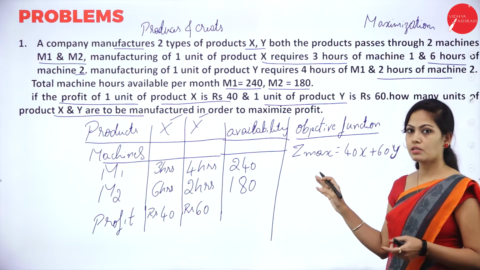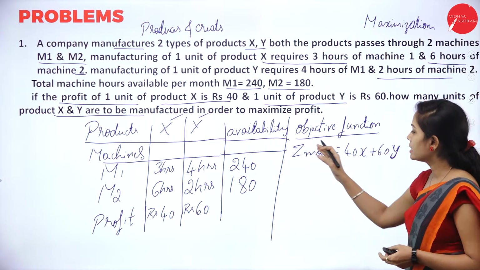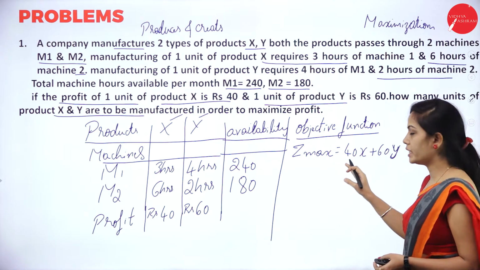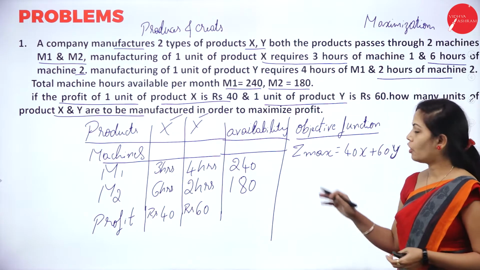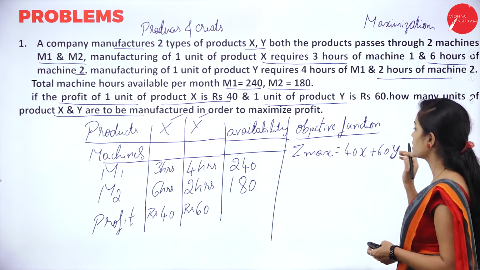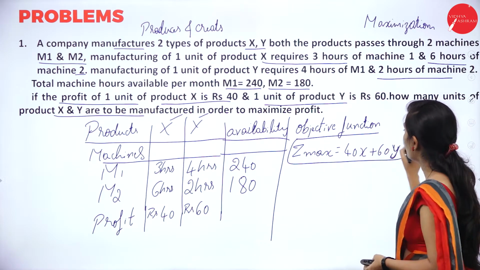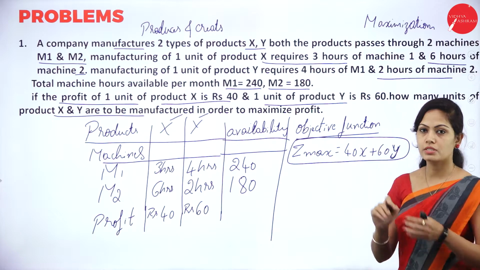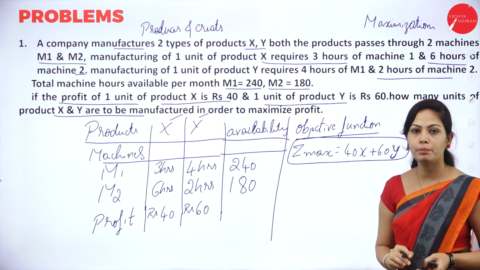So this is your objective function. Z max, or you can take maximization, Z max is equal to 40X plus 60Y, or else you can take P max, profit max is equal to 40X plus 60Y. This is my objective function. This is very important in the LPP model.